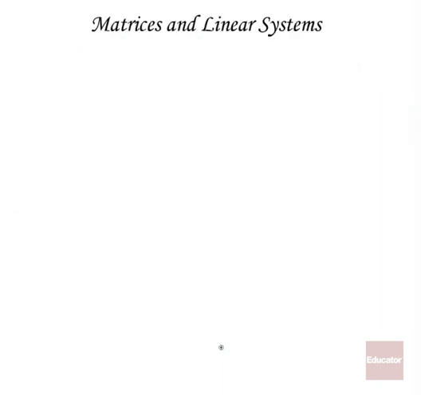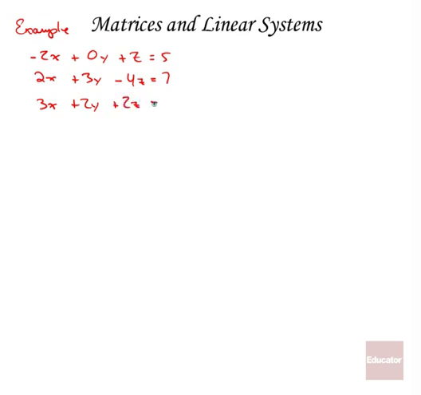So let's see what we have here. An example. Minus 2x plus 0y plus z equals 5. And then we have 2x plus 3y minus 4z equals 7. We have 3x plus 2y plus 2z equals 3. So this is our linear system.